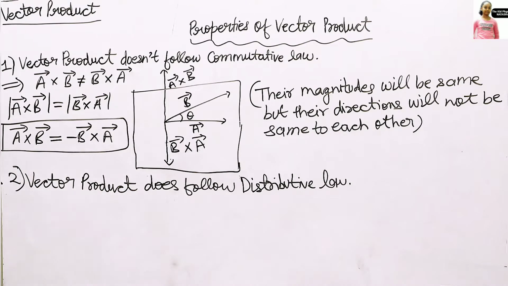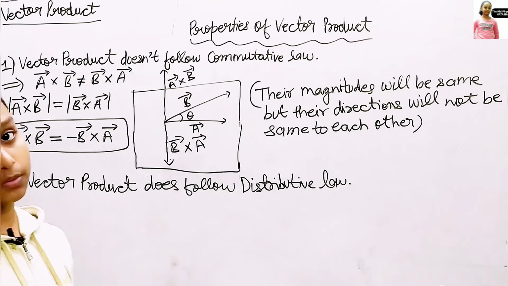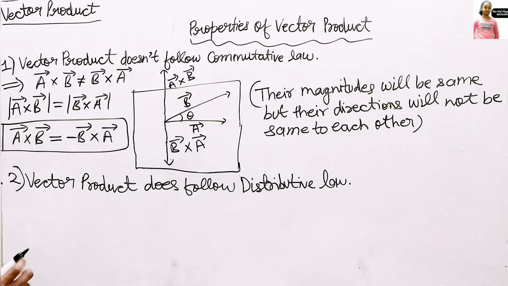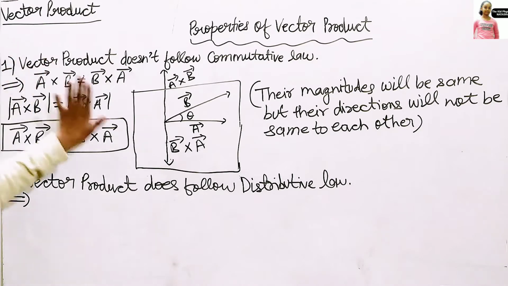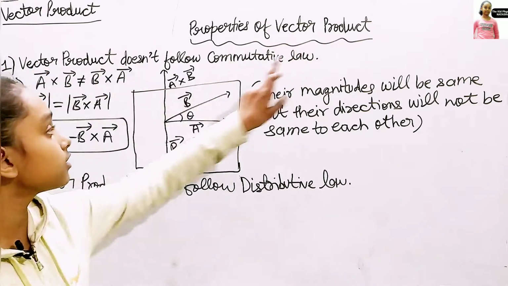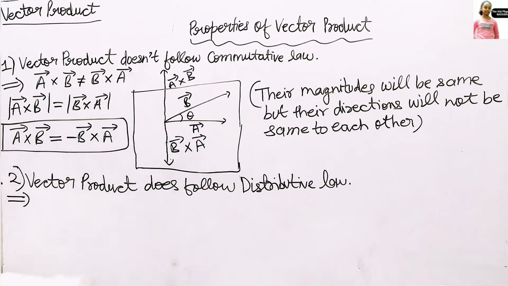Yeah, so let's get back to our second property. So yes, vector product does follow what? Distributive law. Now let me take an example. In the vector product we also need to take examples so that I can prove and you can also see that the second property is correct. In the first property we have proved that the statement given to us is correct. So let me prove this one also, with an example related to distributive law.